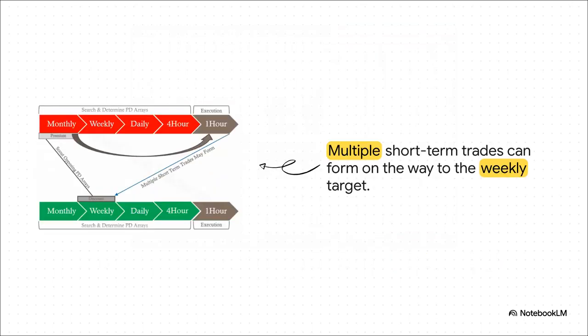Now, what's really cool is that this isn't just a one-and-done trade. As price makes its way down to that big weekly target, it's not going to move in a straight line. It'll create smaller pullbacks along the way, and those pullbacks will often run up into smaller premium arrays on the weekly, daily, or 4-hour charts. Each one of those gives us a new opportunity to enter a short-term sell trade, all of them flowing in the same direction as that big monthly move.